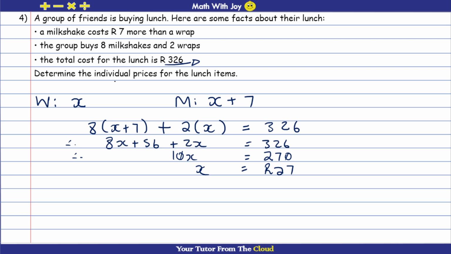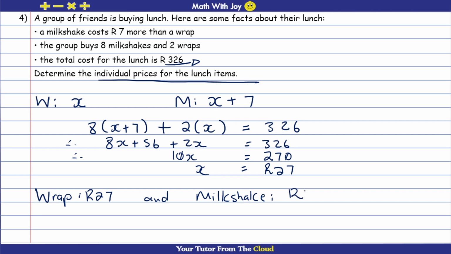So they say determine the individual prices for each lunch item. So that's the wrap, it costs 27 rands, while the milkshake. So I'm going to conclude here that the wrap costs 27 rands and the milkshake will cost, well, let's say 27 plus 7, and that's going to give us, well, 34 rands.